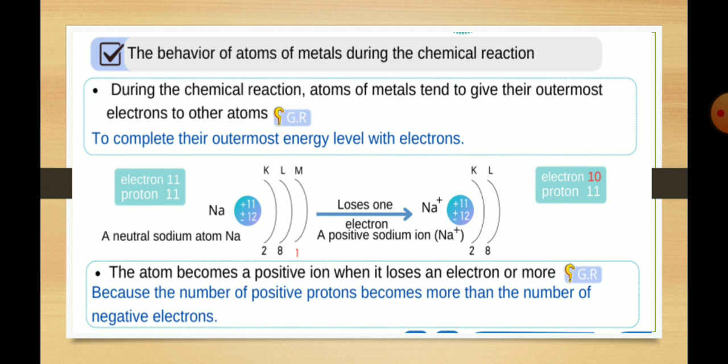And now we're going to talk about the behavior of atoms of metals during the chemical reaction. During the chemical reaction, atoms of metals tend to give their outermost electrons to other atoms to complete their outermost energy level with electrons. So, give reason. The atom becomes a positive ion when it loses an electron or more because the number of positive protons becomes more than the number of negative electrons.